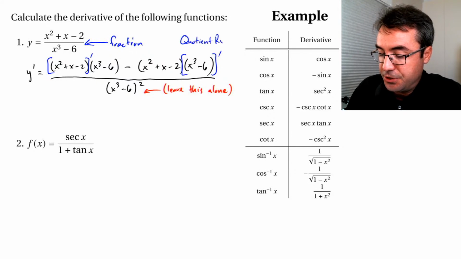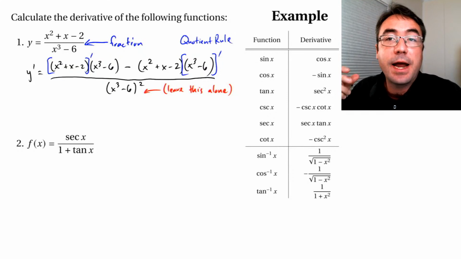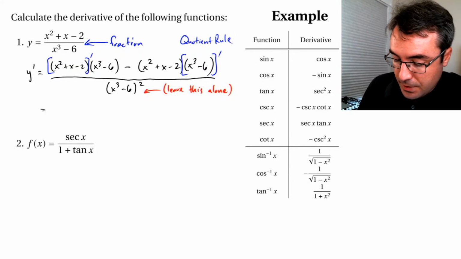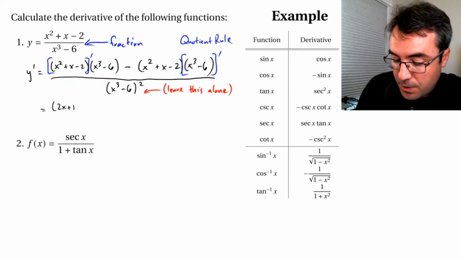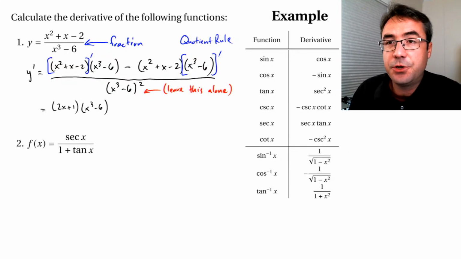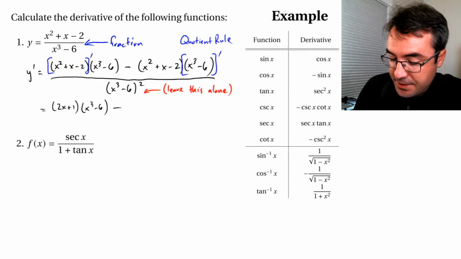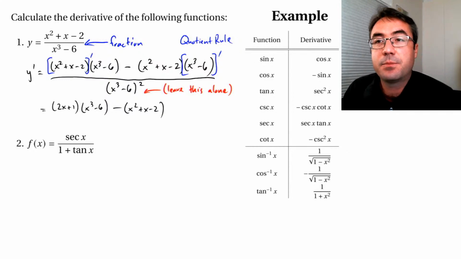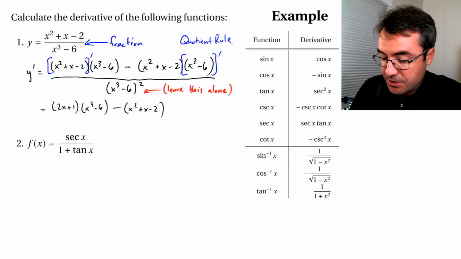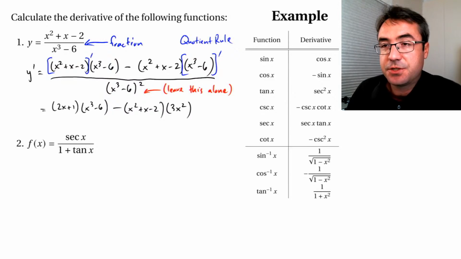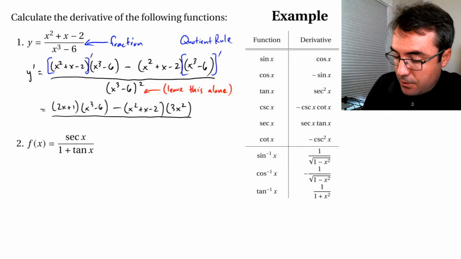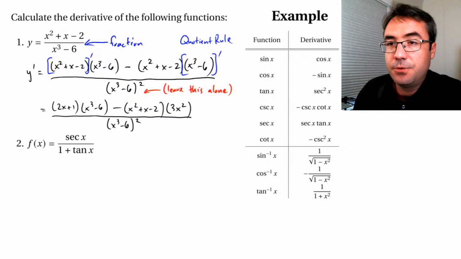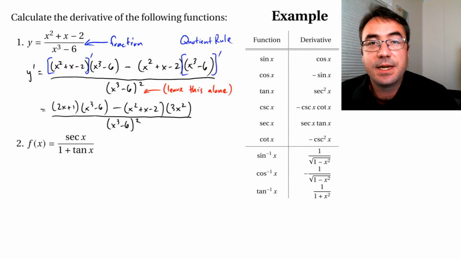Now all that's left is to just differentiate those terms in the brackets. For our first piece, the derivative of x squared plus x minus 2 is just 2x plus 1. Then we have that term outside of the brackets, the x cubed minus 6, so that stays the same. Then we have minus, then x squared plus x minus 2 outside of the brackets, which stays the same. And the derivative of x cubed minus 6 is just 3x squared. So that's our numerator, and all over our denominator squared, x cubed minus 6 squared. Again, don't do that multiplication in the denominator.